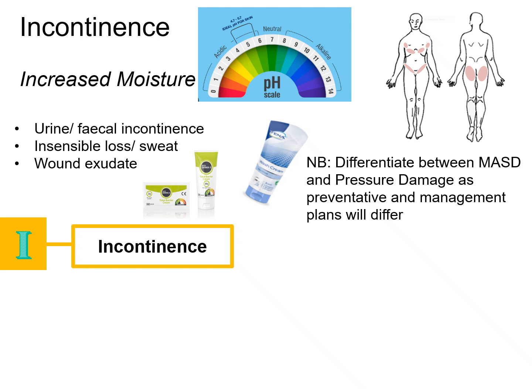The I of the skin bundle relates to incontinence or increased moisture management. Sources of moisture can be from urine or fecal incontinence, but can also be from insensible loss or sweat, or simply wound exudate or saliva. The pH levels of the skin directly affect its health and quality. Sweat, sebum and our normal skin flora maintain the acid mantle with a pH between 4 and 6.5. Urine and feces contain urea, ammonia and bacteria, which will alter this pH, making it much more susceptible to breakdown.